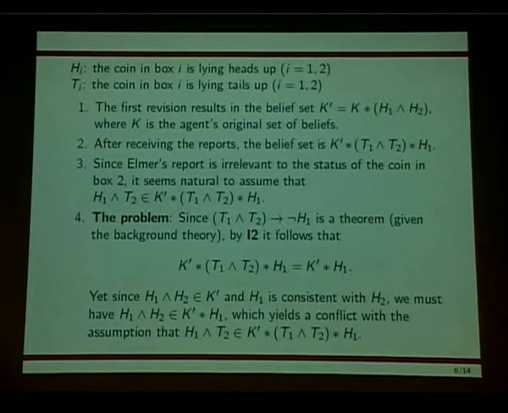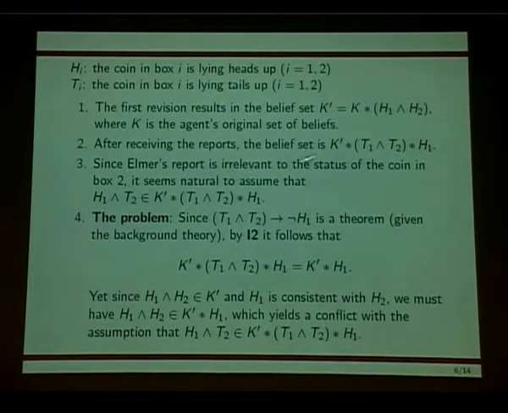So let us model Hi as the coin in box i is lying heads, and Ti as the coin in box i is lying tails. And the original belief set, you might say, is empty. Now we have the first two observations, H1 and H2. So we have a K prime that is K revised with H1 and H2, and then contains this H1 and H2.